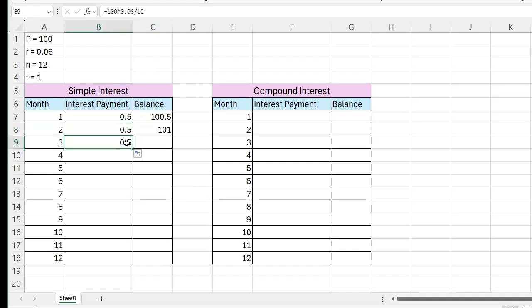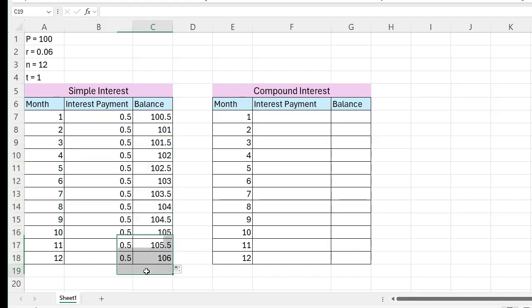Third month, this calculation does not change in the simple interest example, and I would have that $101 plus another 50 cents. We can continue like this in Excel. I can just drag like that to figure out that at the end of the year, I would have $106. So I would have earned $6 in interest at the end of the year. That's simple. So how is that different from compounding?